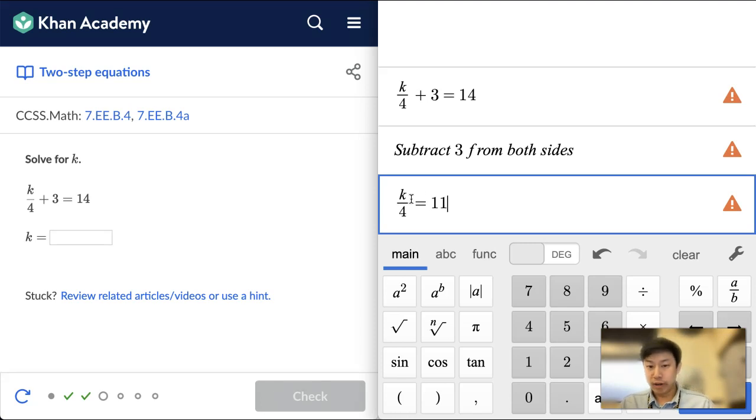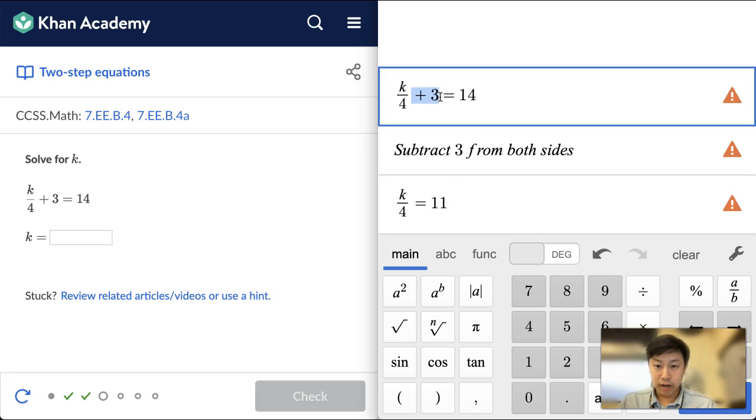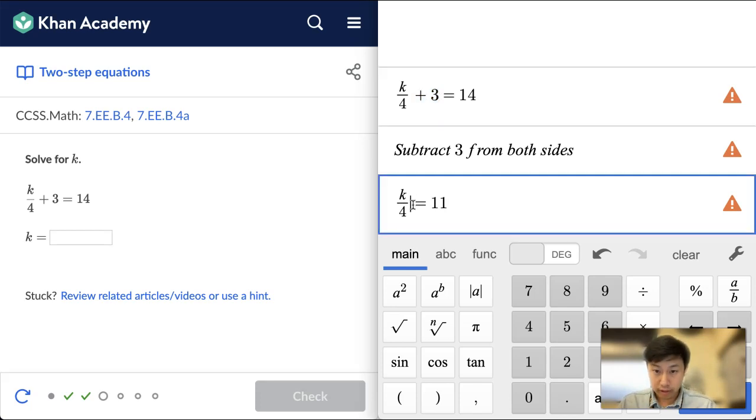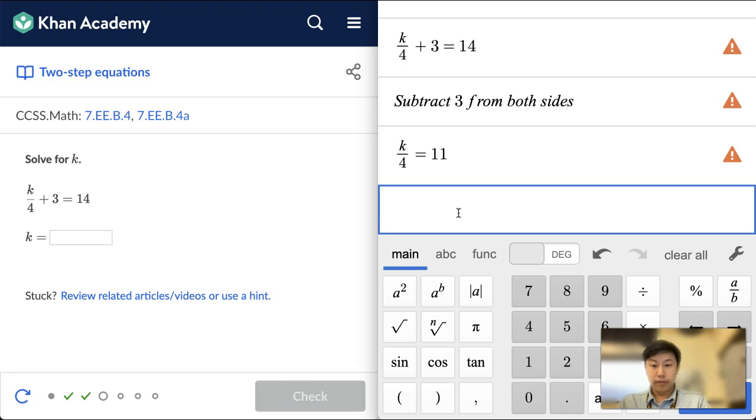Let's just review a bit because I know I did a lot of highlighting and deleting, right? So your 3 plus 3 here, if I subtract 3 from both sides, it goes away. And then your 14 minus 3 updates to an 11. Okay? All right, so now we have the fraction. Some number divided by 4 equals 11. Opposite of dividing is multiplying. So I'm going to multiply both sides by 4.